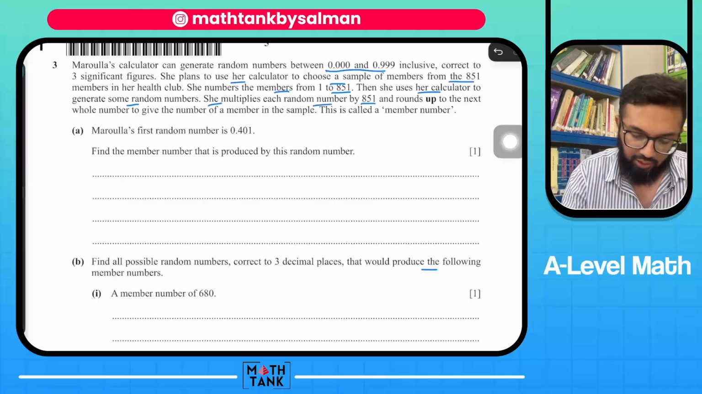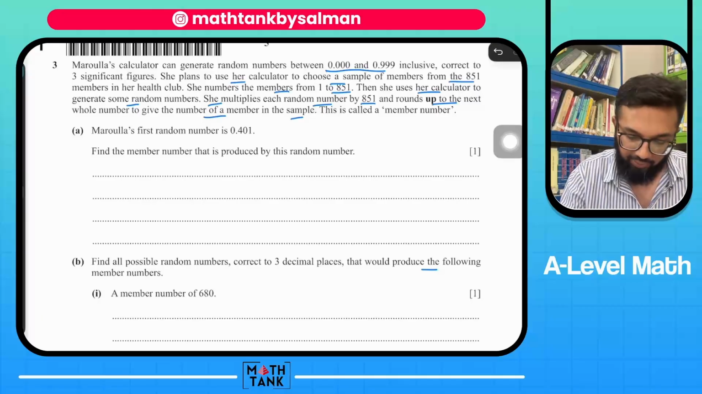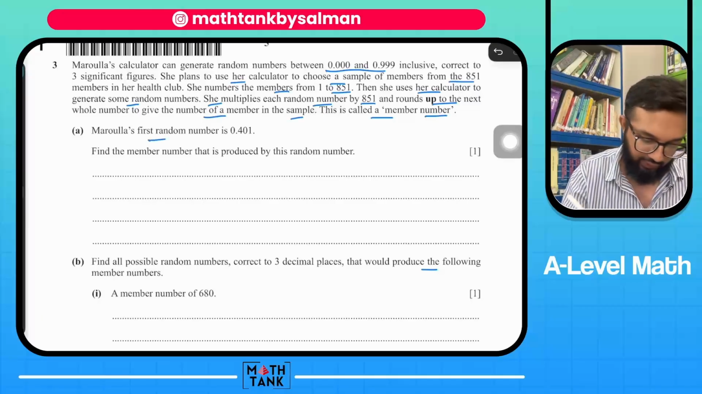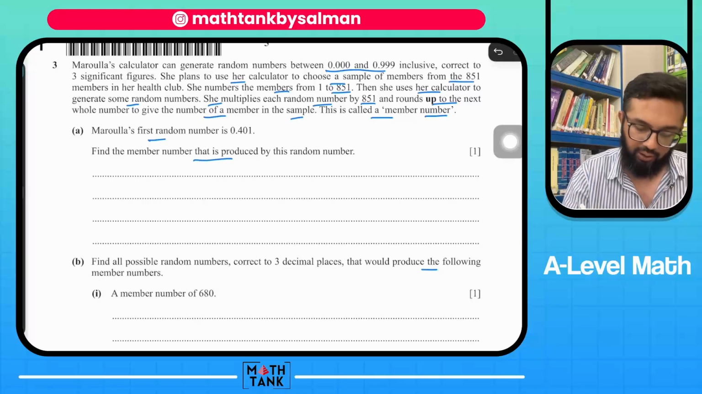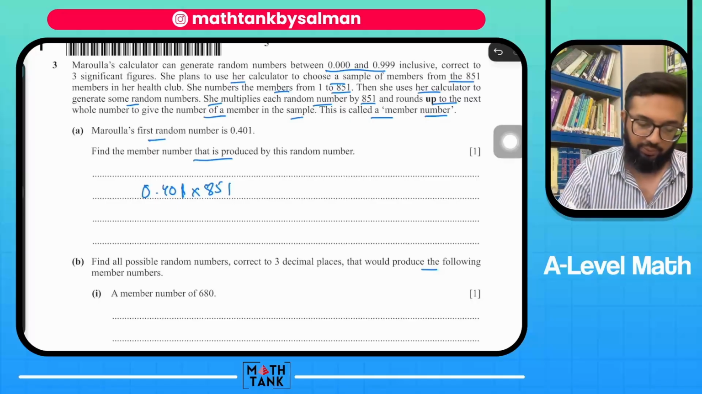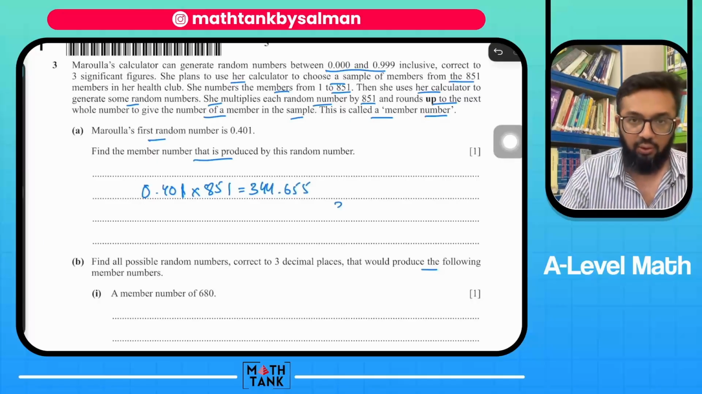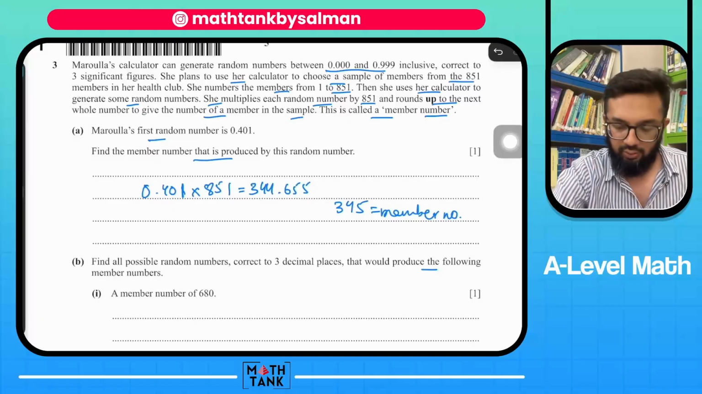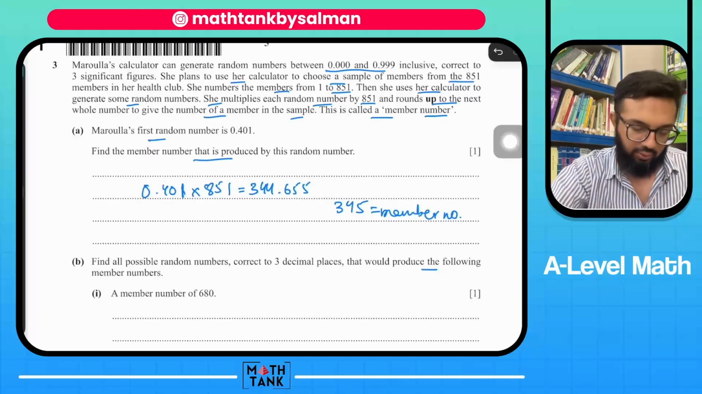She multiplies each random number by 851 and rounds up to the nearest whole number to give the number of a member in the sample. This is called a member number. Her first random number is 0.401. Find the member number that is produced by this. So 0.401 multiplied by 851. What does that give her? That gives her 344.655. She rounds up. So 345 is the member number she's looking for.